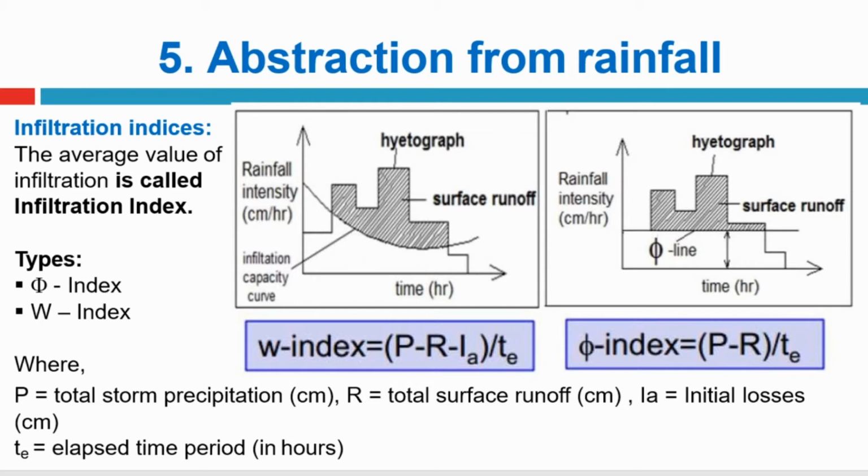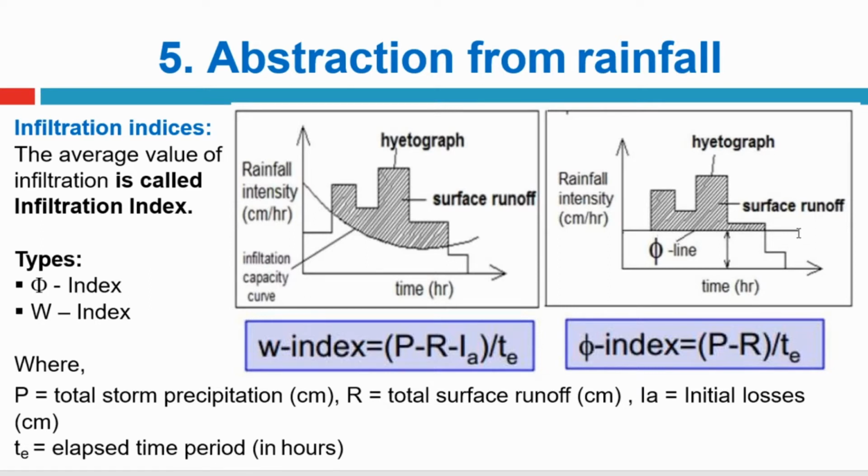I'll just show you this figure. These are the two figures. This represents the W index and this represents the phi index. Phi index is the average infiltration rate, the average infiltration rate considered for any given region. I'll explain this while solving the numerical problems on phi index and W index also, but I want to explain it once here as well.